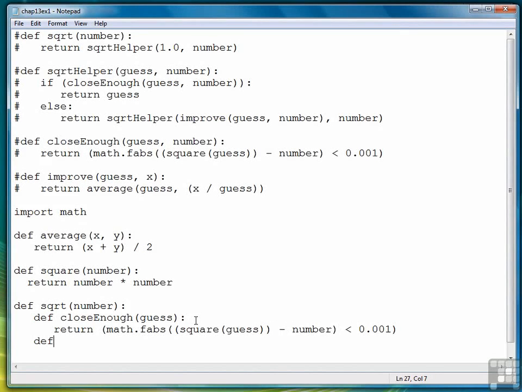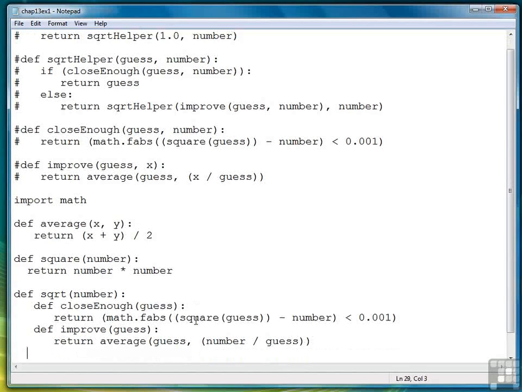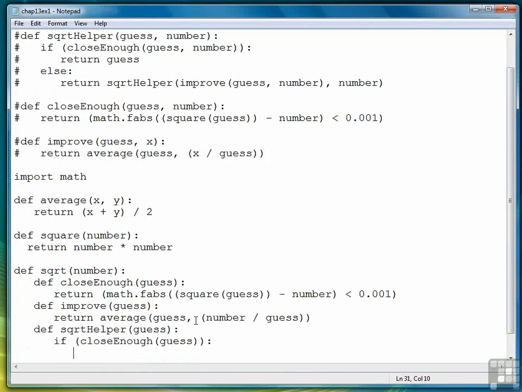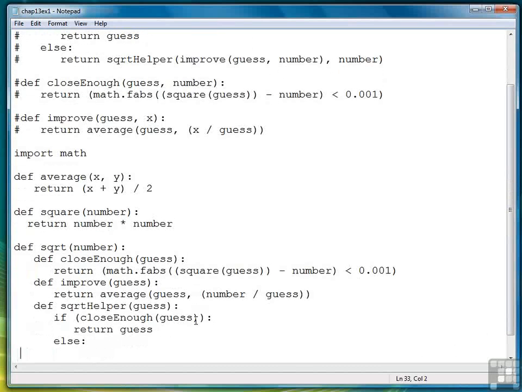After close enough, then we define improve. And it also only requires one parameter because it has access to number within the environment of the square root function. And then finally, we define square root helper, also with just one parameter. So we'll finish up the definition right here.